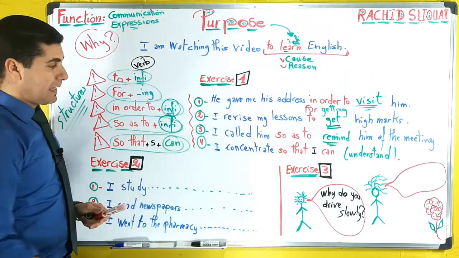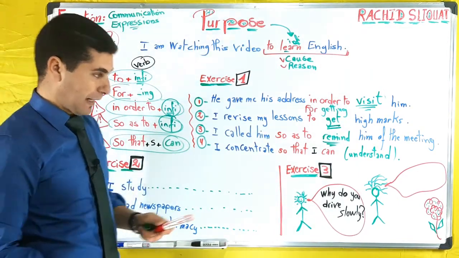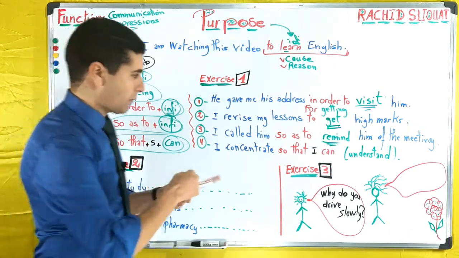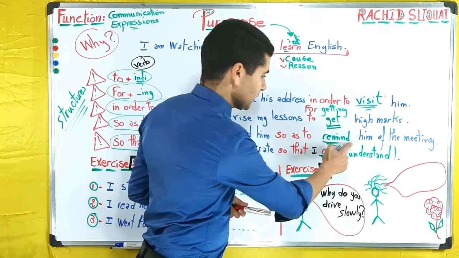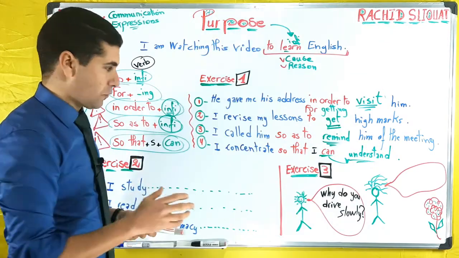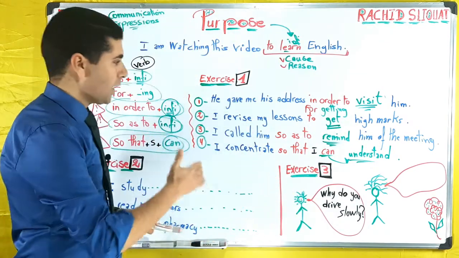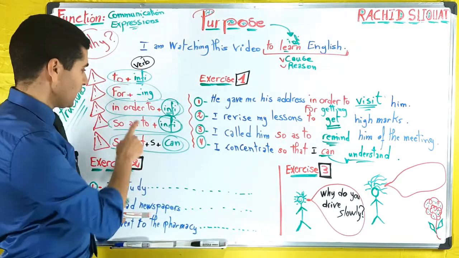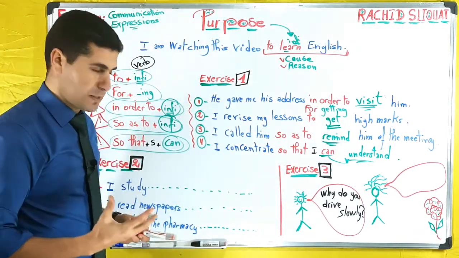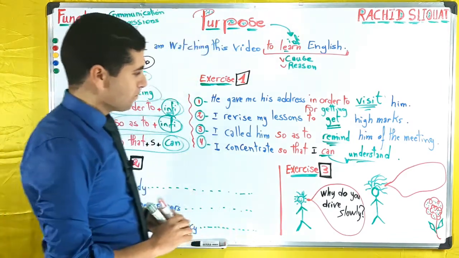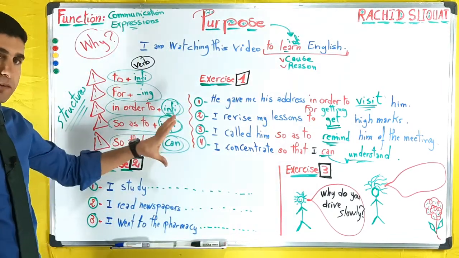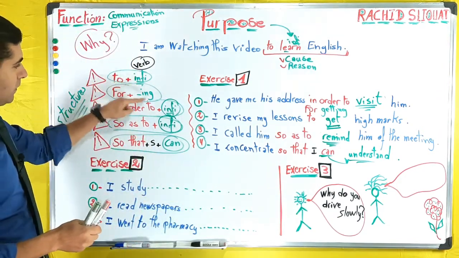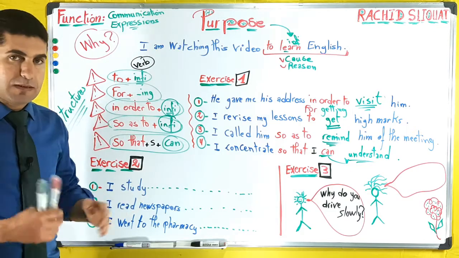Number 4, I concentrate so that I can, the verb understand. Very simply, the modal verb can is always followed by the infinitive. So we can say, I concentrate so that I can understand, or I concentrate in order to understand, or I concentrate for understanding, okay? So this is exercise number 1, which has to do with the conjugation of the verbs. Just remember infinitive, and when we have for, plus ing.